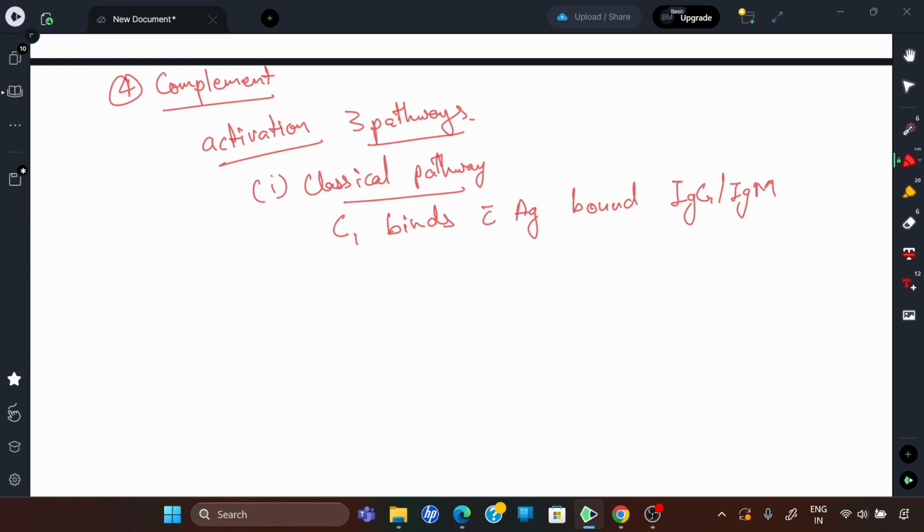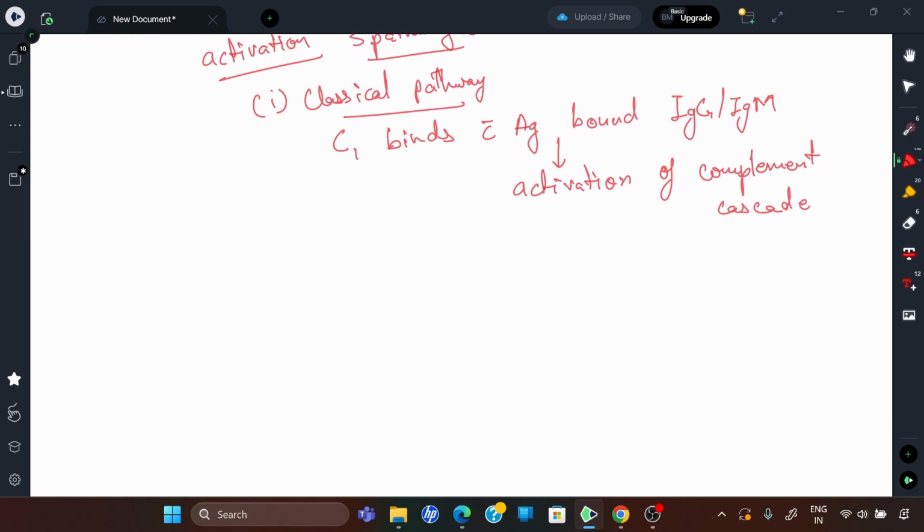So this is how the classical pathway works. C1 binds with antigen that is bound to the IgG or IgM, and it leads to activation of the complement cascade, not the coagulation cascade, but the complement cascade. So this was the classical pathway: C1 binding to the antigen bound to IgG or IgM, which are responsible for the initial response to any pathogen, leading to activation of the complement cascade.